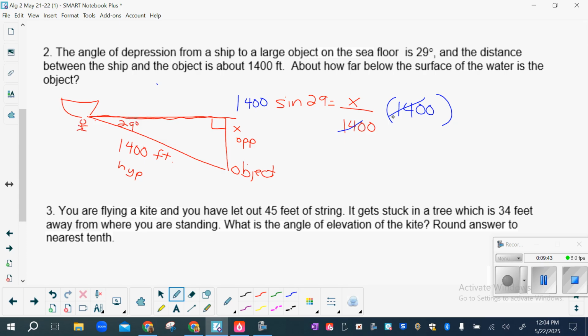What do we get for our answer? This group here, Will, your group, what do you guys get? Rounding to the nearest tenth.